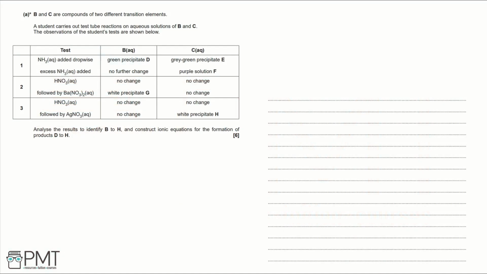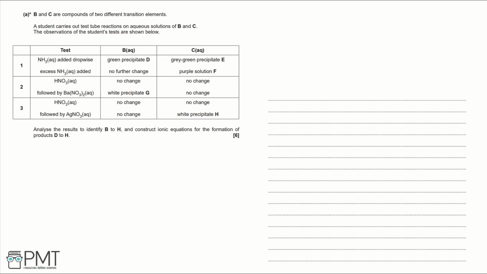Part A. B and C are compounds of two different transition elements. A student carries out test tube reactions on aqueous solutions of B and C. The observations of the student's tests are shown below. Analyse the results to identify B to H and construct ionic equations for the formation of products D to H.